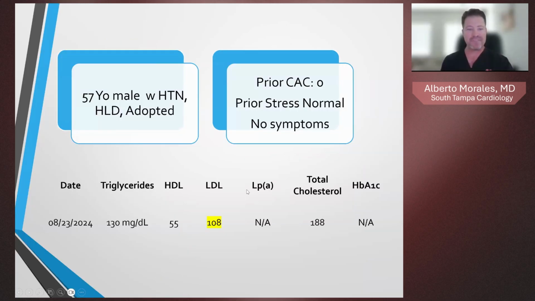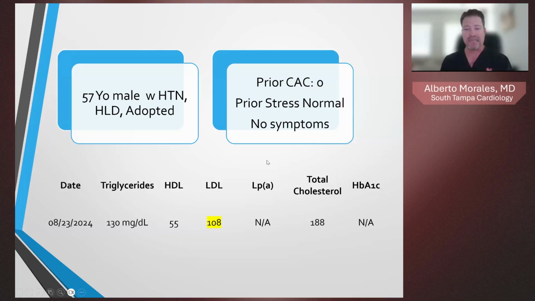This is a 57-year-old gentleman who's asymptomatic, with hypertension and hyperlipidemia. He's adopted, doesn't know anything of his family. His prior workup: he's seen cardiologists in the past. He's had 2 zero calcium score tests. He's had prior normal stress testing, no symptoms. Again, these are his labs. He's got what can be considered a normal LDL. We didn't have his LP(a) at the time, didn't have his A1C. A typical board question answer would be, do nothing different.